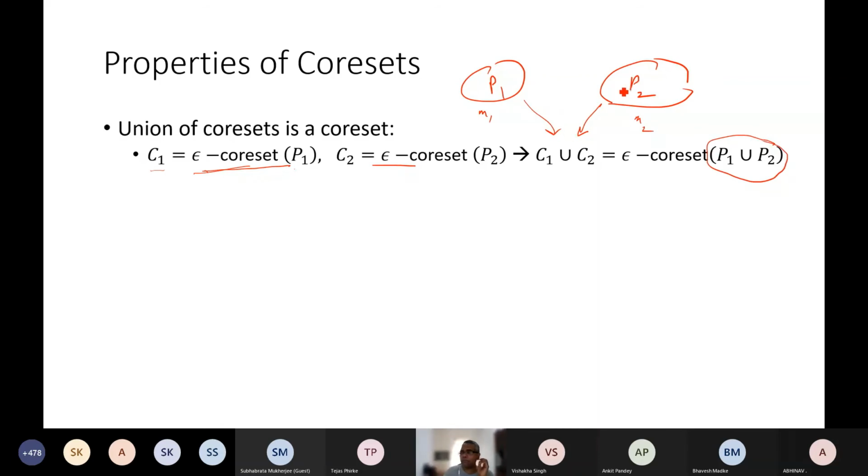Do you really have to transfer all of these into one machine and then run the coreset algorithm on the full data? The very cute thing is that you don't have to. If you have calculated the coresets on the individual machines, if you take the union of these coresets, that actually forms the coreset on the union.